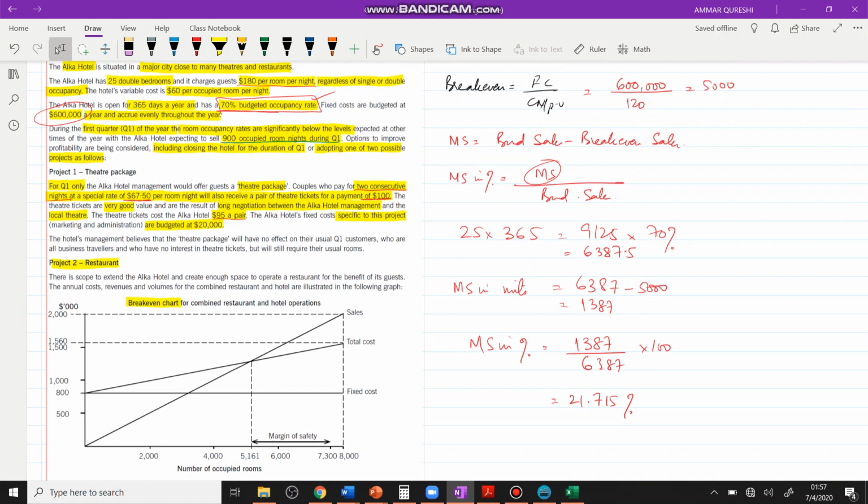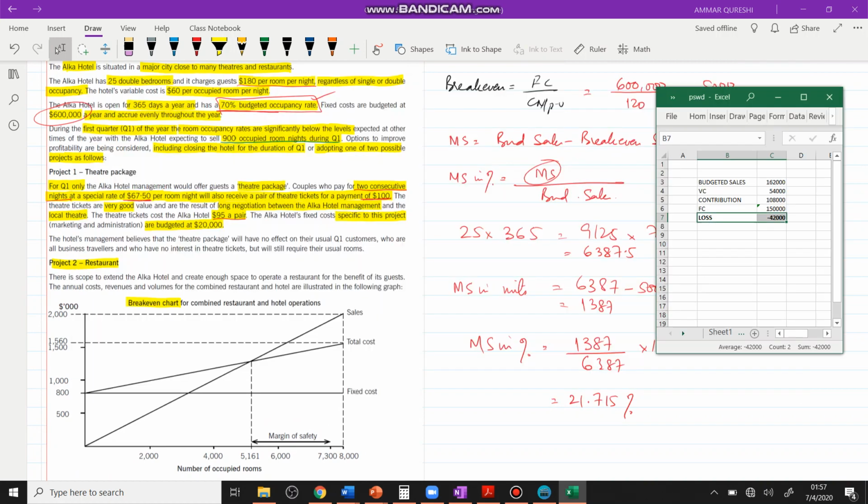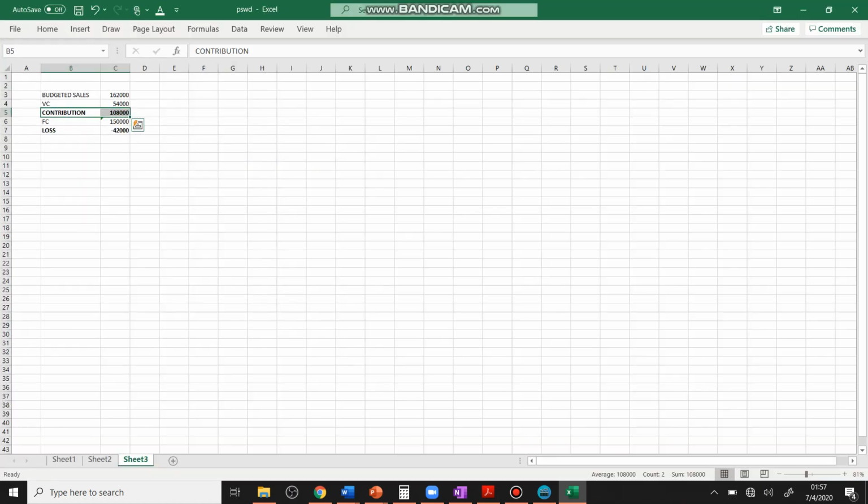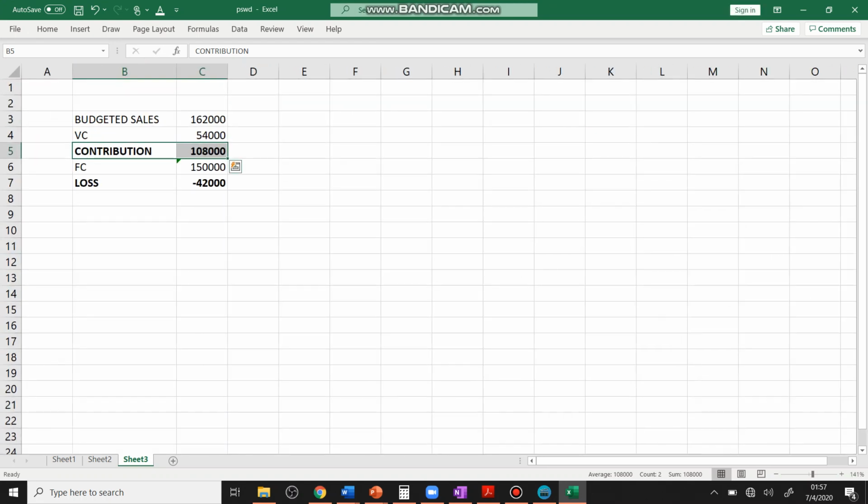See, the problem is this contribution is positive, right? What we believe is contribution is positive, and if contribution is positive, then company should continue with the project. See, if you close this quarter number one, then what will happen? Your revenue will become zero, right? Your variable cost will become zero, your contribution will become zero because you are not selling anything.